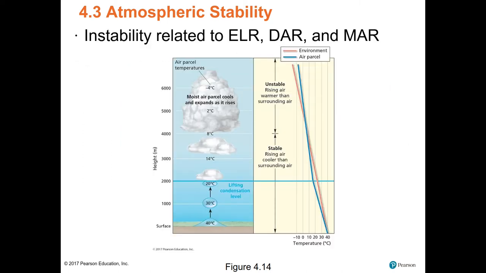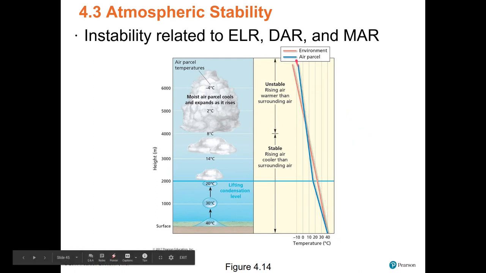So this is an example where we've got the ELR, and the ELR looks like it's about 8 degrees. It looks like the lifting condensation level for this is 2 kilometers. So as the parcel rises, the parcel is cooling at the dry rate. So if the atmosphere is cooling 8 and our parcel cooled by 10, it's going to be 4 degrees colder, right? So our parcel cooled off by 20 degrees and the atmosphere cooled off by 16 degrees.